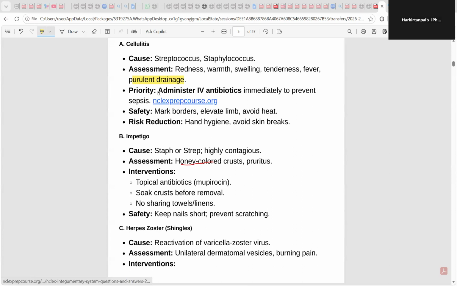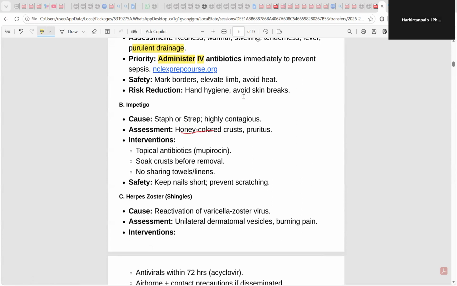In such a case, if the infection is suspected, the priority action is to administer antibiotic, that is to prevent the sepsis. And also we can promote the safety by marking the border of the wound, elevating the limb, and we should not apply heat over the infected wound. Why? Because the heat can spread the inflammations.